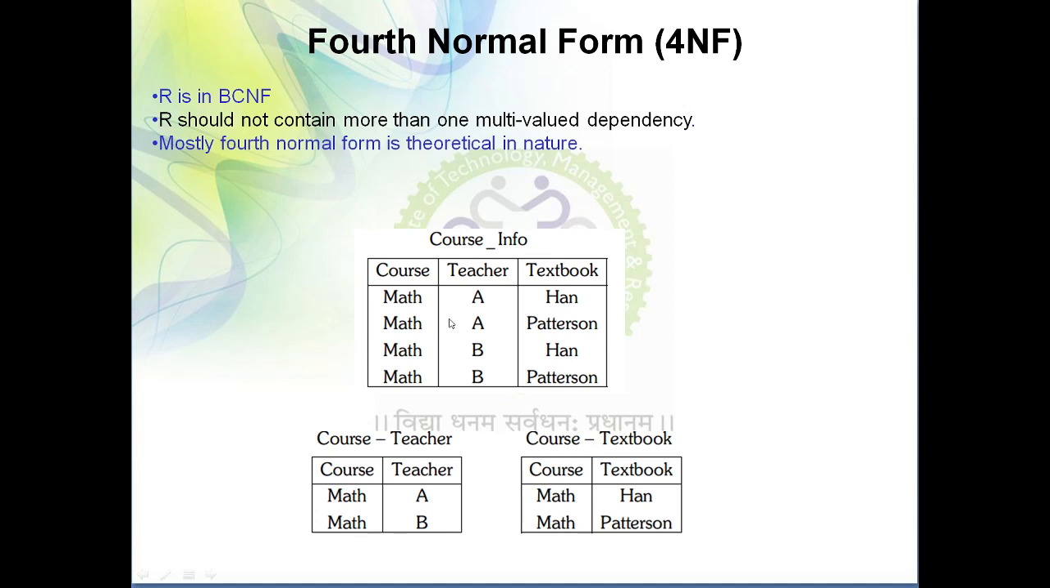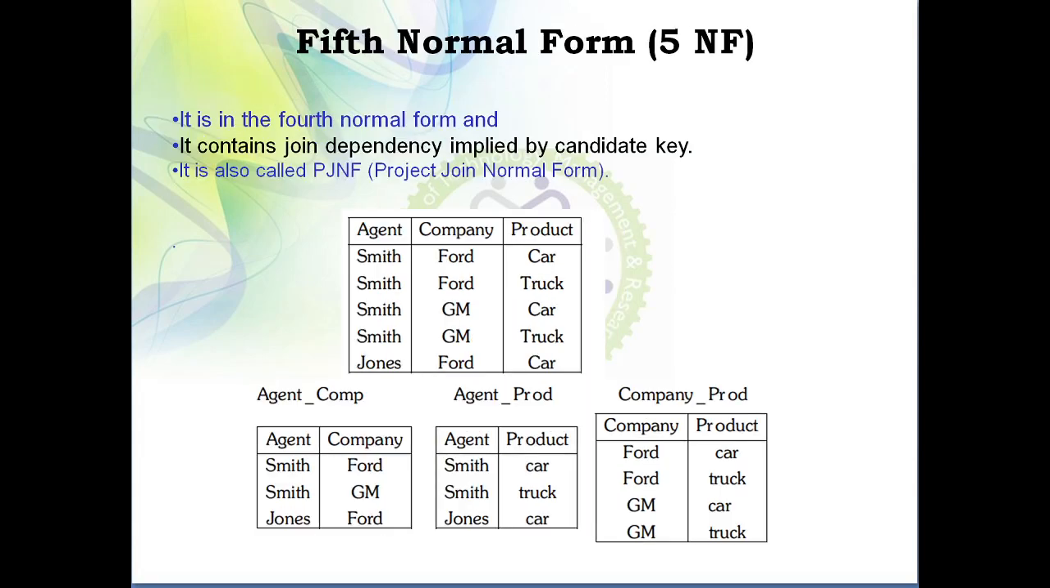So to bring this table into fourth normal form, what do you need to do? You need to decompose this table into two subtables. And now see here, only one-to-many kind of relationship exists between course and teacher, and between course and textbook. That's why these two tables are in fourth normal form. So this is the concept of fourth normal form. That means the table should be in BCNF and the table should not contain more than one multi-value dependency, or one-to-many kind of relationship.